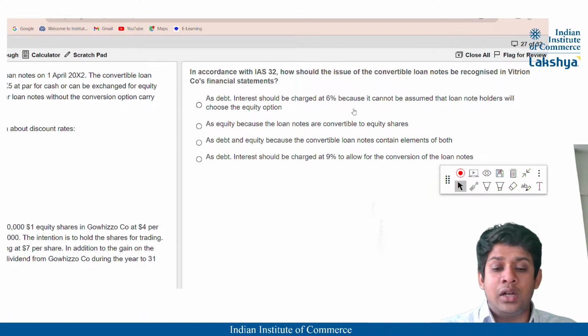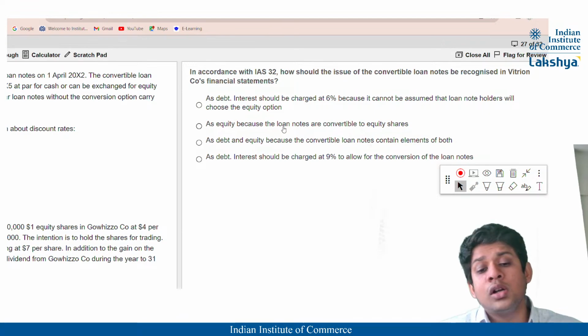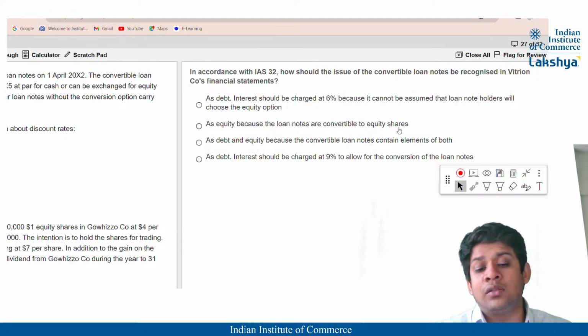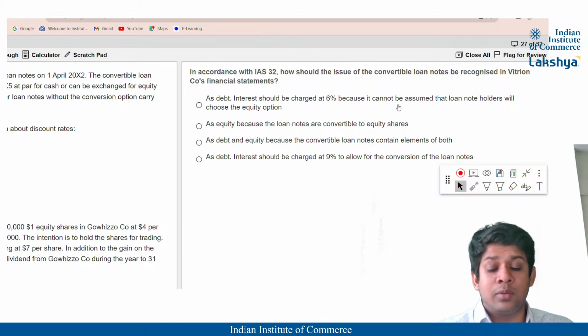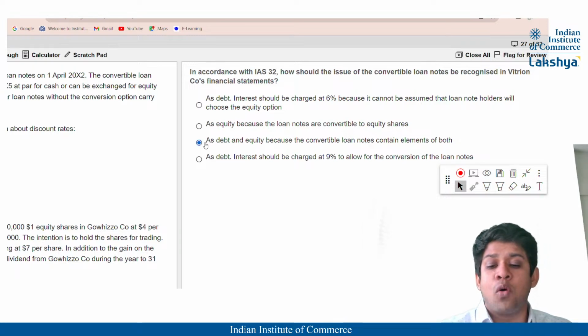As debt, interest should be charged at 6% because it cannot be assumed that loan note holders will choose the equity option. This is incorrect, right? Because you have to recognize both of them, equity also and your liability also. As equity, because loan notes are convertible into equity shares, but it should be recognized as liability also. As debt and equity, because the convertible loan notes contain an element of both.